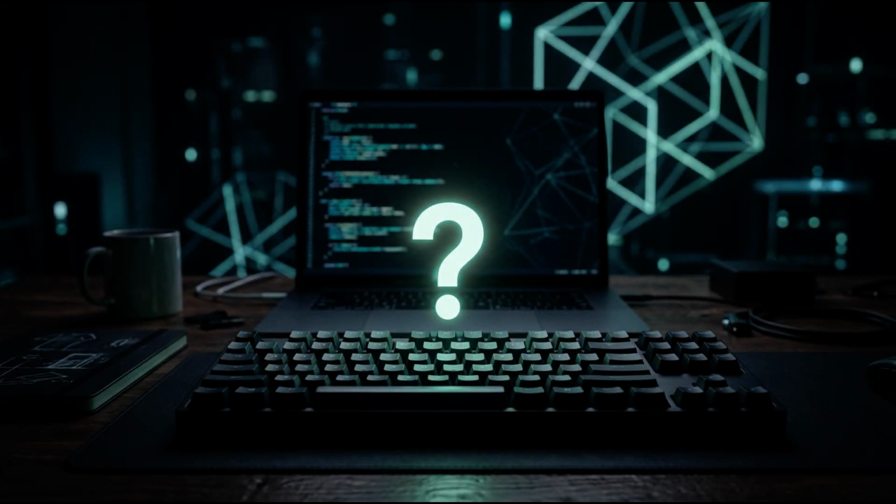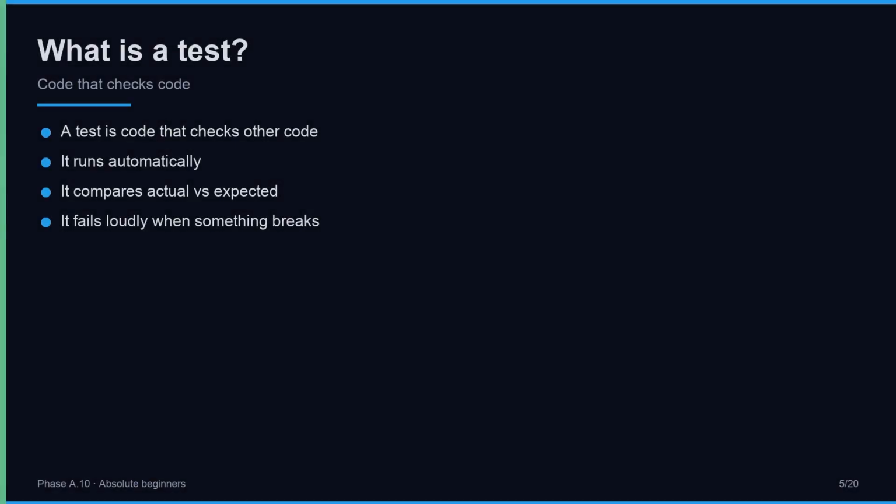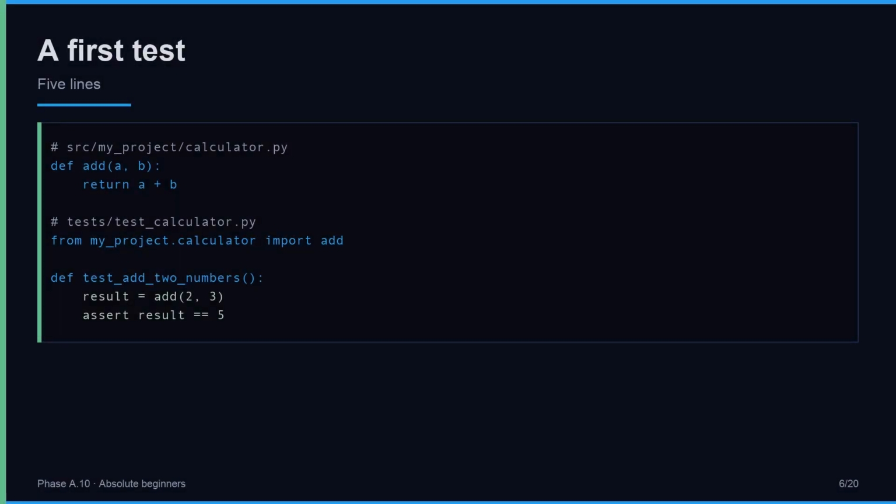Every test starts with a question: how do I know this works? The question that starts it: what is a test, really? A test is a small piece of code whose only job is to check that another piece of code behaves the way you expect. You write the test once. Then a tool, like pytest, runs it automatically, every time you change anything. The test calls your code, compares the actual result to the expected result, and either passes silently or fails loudly. Think of it as a tireless assistant that rechecks your work forever, for free. Code that checks code.